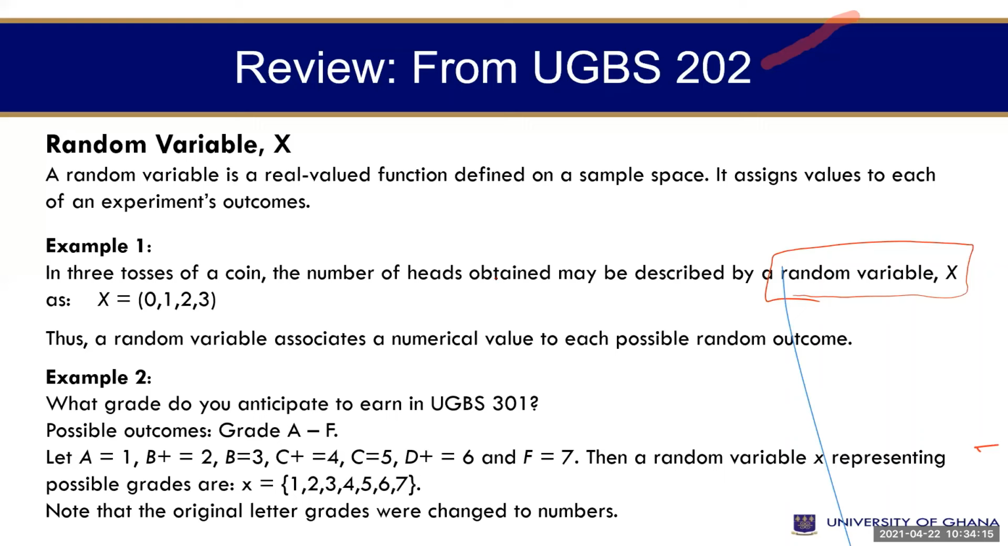So let's look at this. What grade do you anticipate to earn in UGBS 301? I know some of you say all sorts of things. However, we know the possible grade is from A to F. If we want to find a random variable, all we need to know is what kind of value we can place for A all the way to F. So we say that let A represent 1, B plus represent 2, B represent 3, C plus represent 4, respectively. This now becomes the random variable representing the possible grades as we define from A to F. So note that the original letter grades were just changed to numbers.